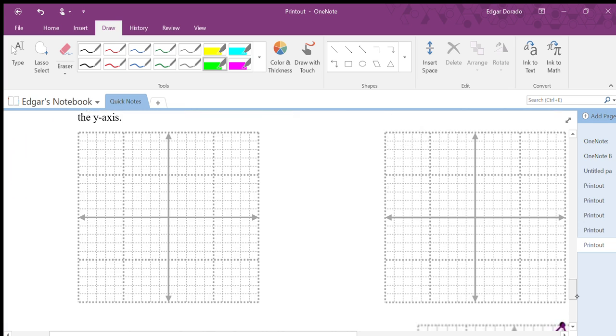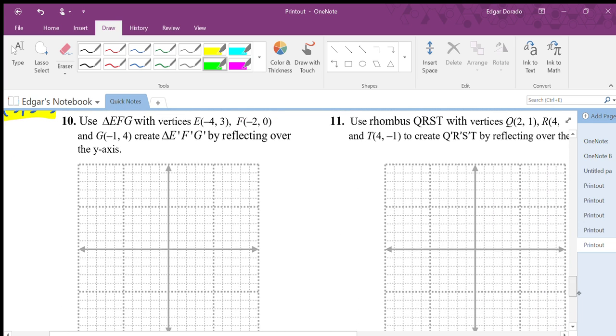We're going to jump into our final thing for today. Actually, a few more final things for today. Let's go ahead and take a look at this. It says, use triangle EFG to create our new image, E prime, F prime, G prime, by reflecting over the y-axis. So this is a little bit of a review from last time.